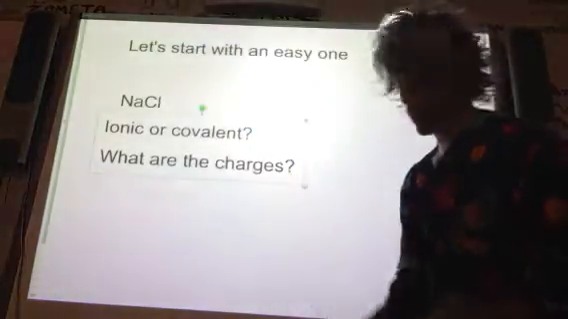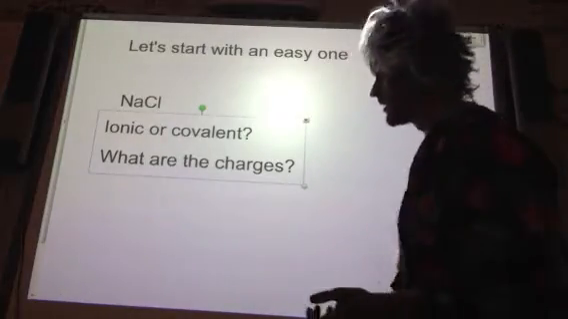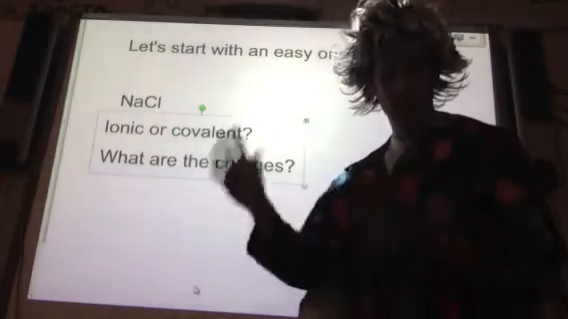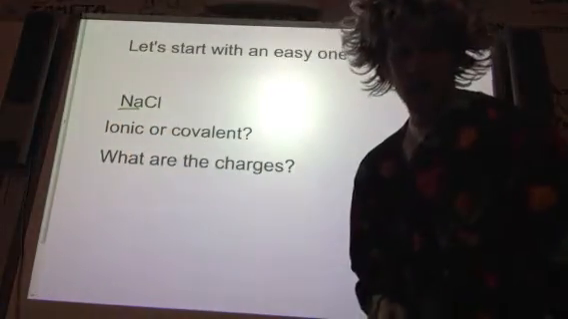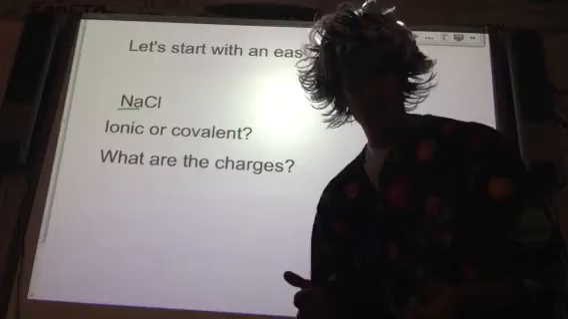Is it ionic or covalent? Well, if it's two nonmetals, it's covalent, right? If it's one of each, it's ionic. Na. Is it a nonmetal or a metal? Remember from the periodic table?